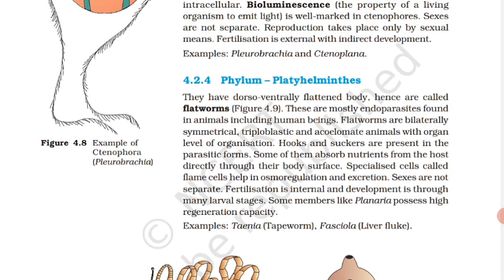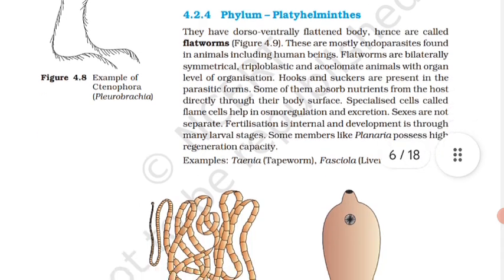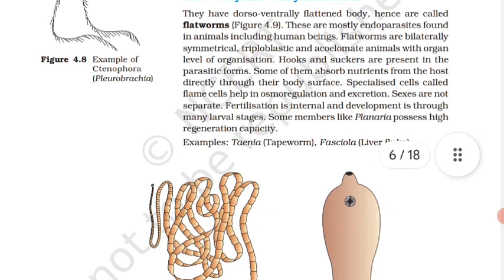Often females are longer than males. Fertilization is internal and development may be direct, where the young one resembles the adult, or indirect. Examples of aschelminths are Ascaris, that is roundworm, Wuchereria, that is filaria worm, and Ancylostoma, that is hookworm.